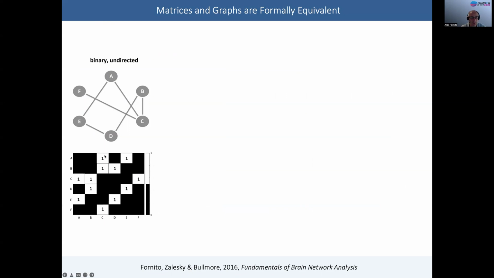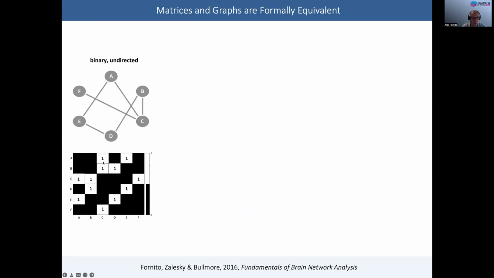We've got a binary undirected network. So it's an undirected network, so again, the upper and lower triangles are symmetric, and it's binary, so we're not incorporating any information about variations in connectivity weight. We're just asking where connections are in the network. And so here, this is the graph equivalent of this matrix.